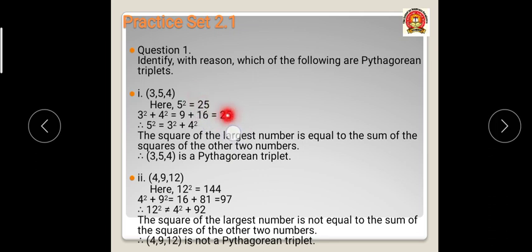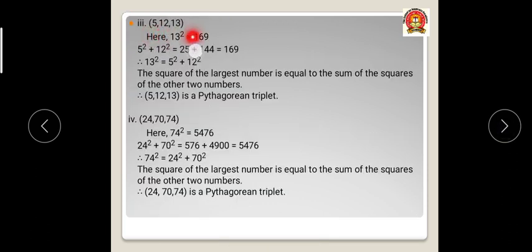If you observe, this 25 is the same, and therefore the square of the largest number is equal to the sum of the squares of the other two numbers, so we can say that this given triplet is a Pythagorean triplet. In this way you can solve the second question also. 4, 9, 12. 12 square is 144. 4 square plus 9 square is equal to 97. Observing it, they are not equal, and therefore it is not a Pythagorean triplet. 5, 12, 13. 13 square is equal to 5 square plus 12 square. See, yes, it is equal, and therefore this is a Pythagorean triplet.